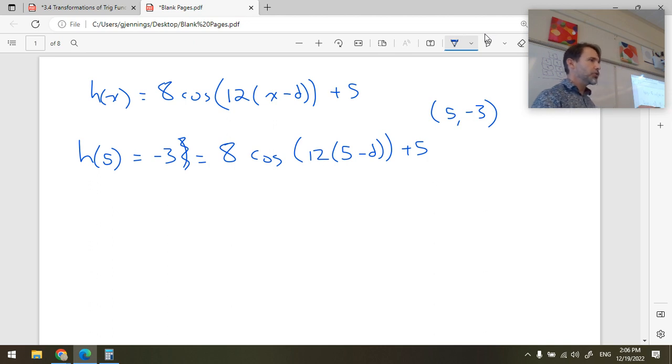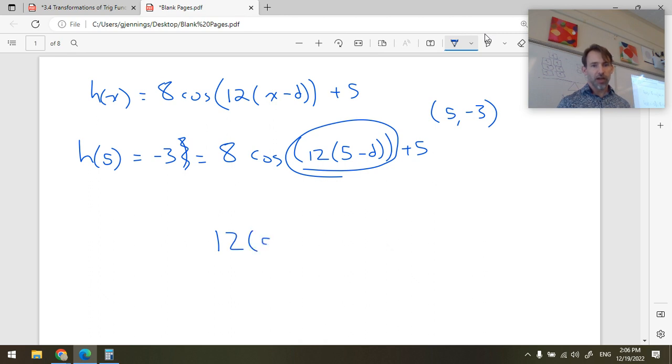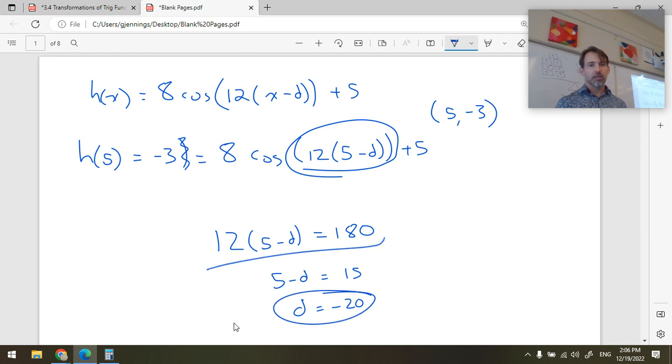But what I would encourage you to do is know that cosine hits its minimum at 180. So all that has to equal 180 for it to be hitting a minimum. So find D. 12 times 5 minus D equals 180. Divide both sides by 12 gives you 15. 5 minus D equals 15. D is negative 20. See how easy that was?